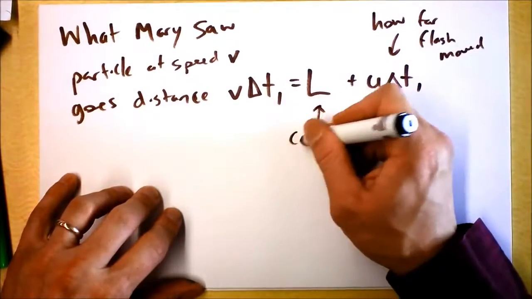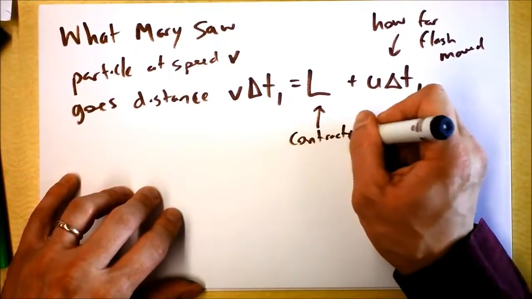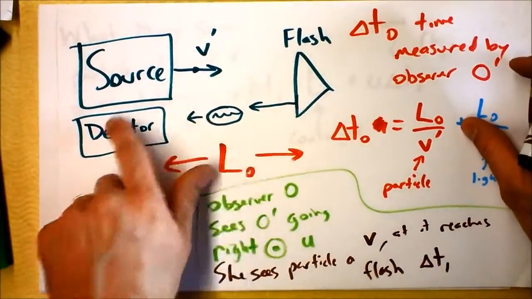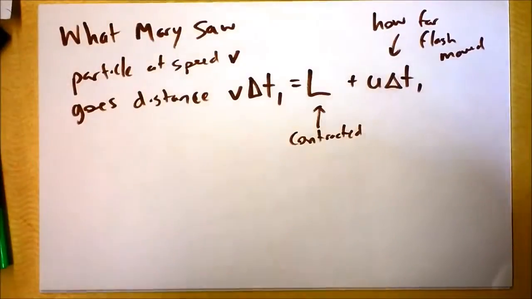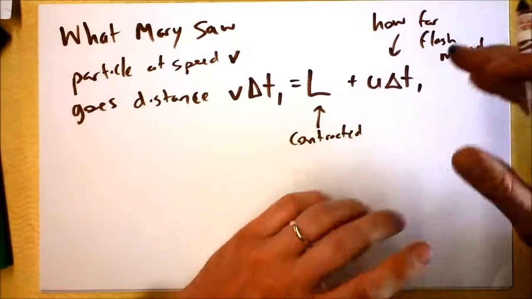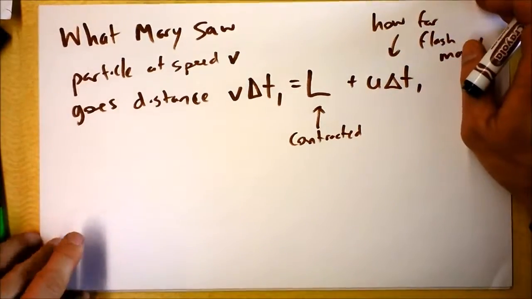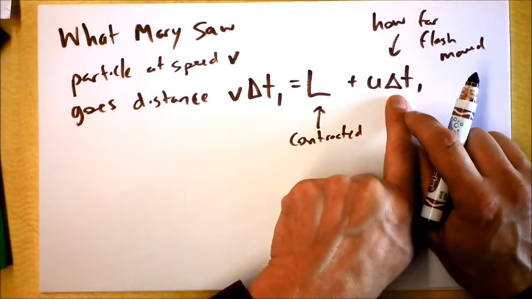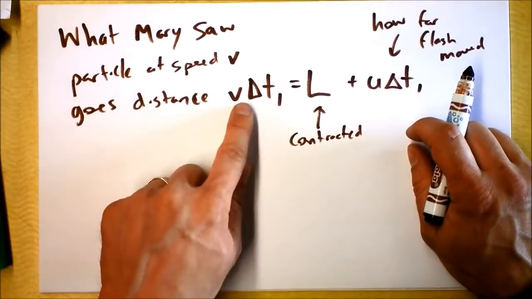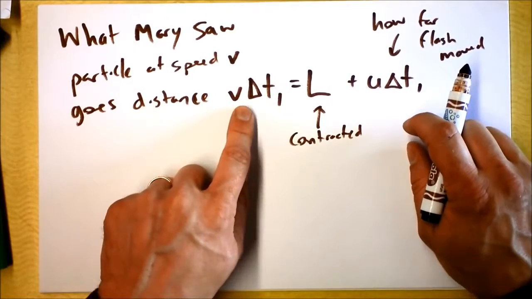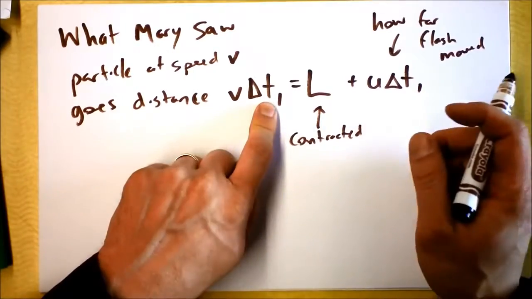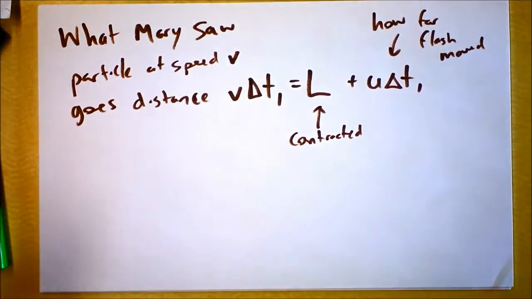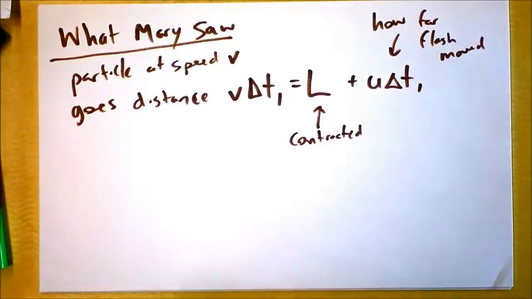And this is the contracted length. Of course, Mary does not agree about the separation distance. Mary doesn't think that it's L naught between the source and the detector. She thinks it's something a little bit shorter because she doesn't measure the proper length, since she's moving relative to the experiment. So this is how far the flash moved away, this is the contracted length, and this is the distance the particle has gone, because she sees it going for a time delta T1 at a speed V. So all this makes sense. This whole page will be according to Mary.